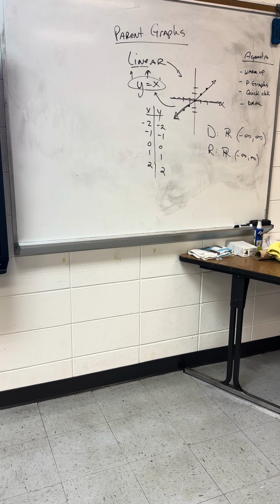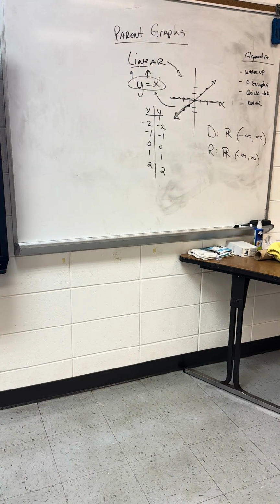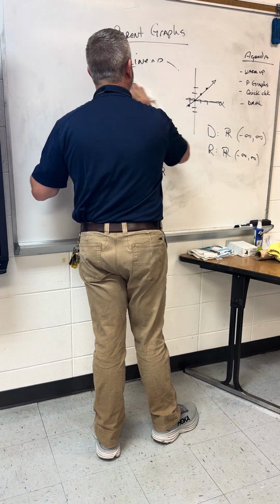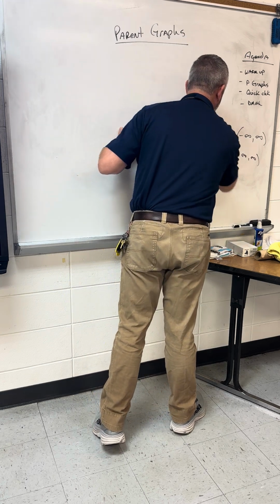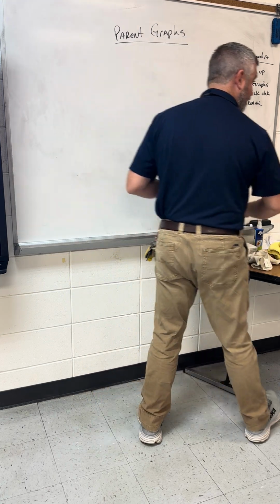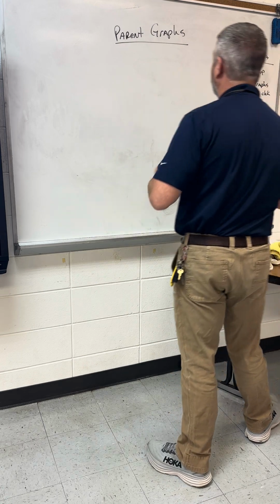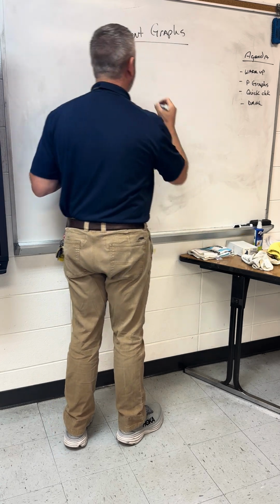Okay, questions? Any questions on linear? Okay, draw a line. We're going to do the next one. How many parent graphs are there? I think there's 6 more. So we did 1. How many we got to go? We got 1, 2, 3, 4, 5, 6 more. There's 7 total. All right, here we go.